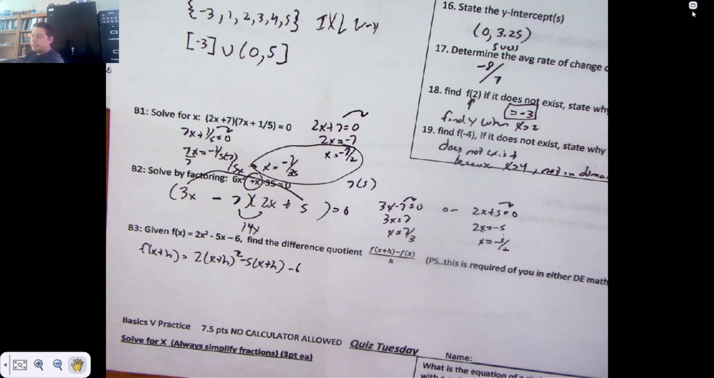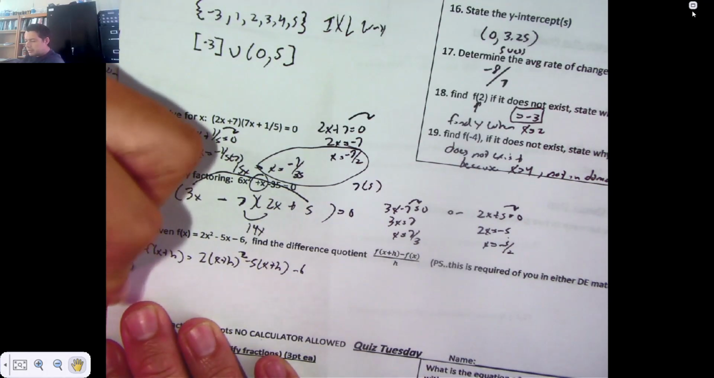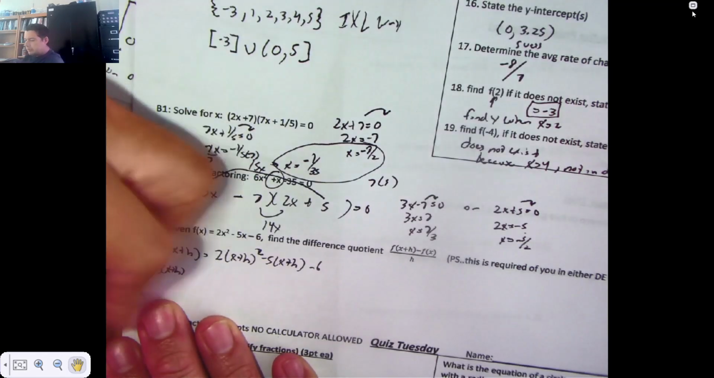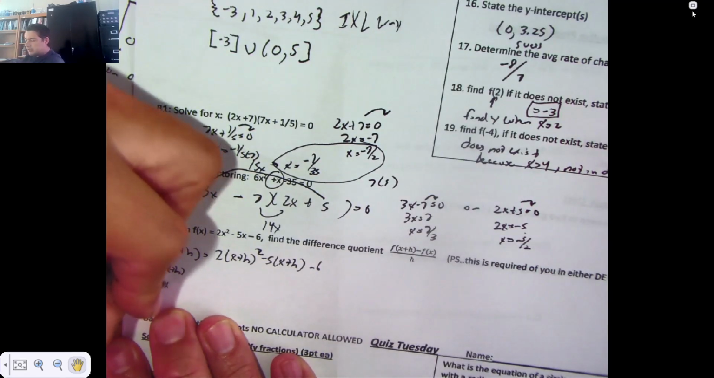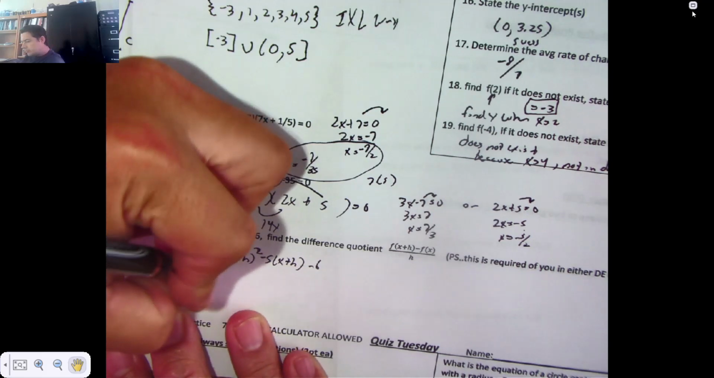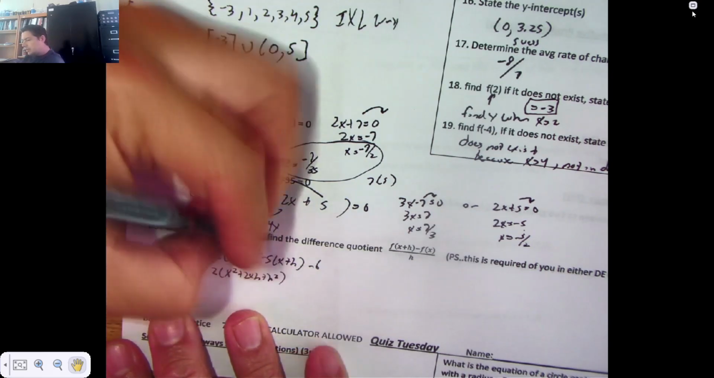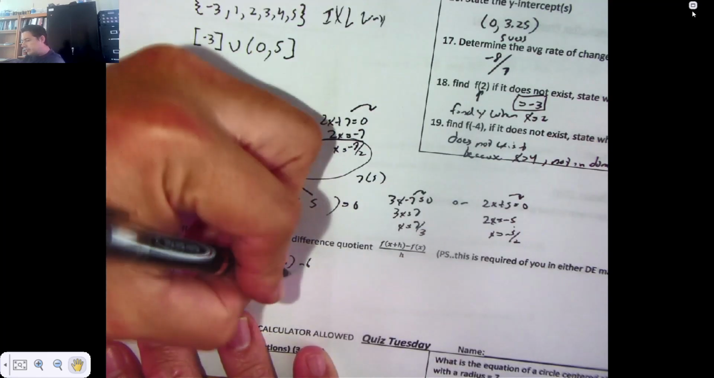And I got to crank out the math here. I got to figure out what x plus h times x plus h is. If you do this 5 or 6 times, you'll have it memorized. It's x squared plus 2xh plus h squared. Got to distribute my -5.